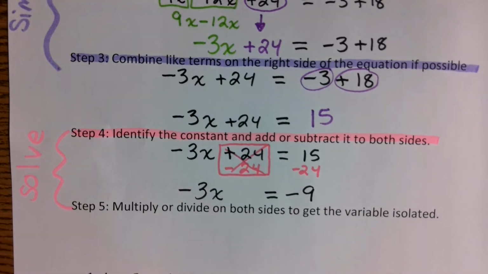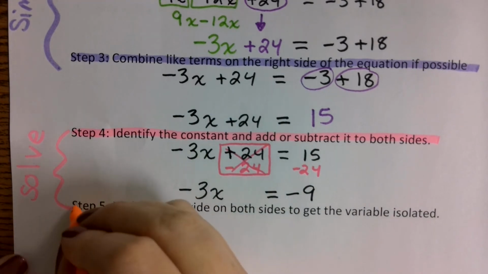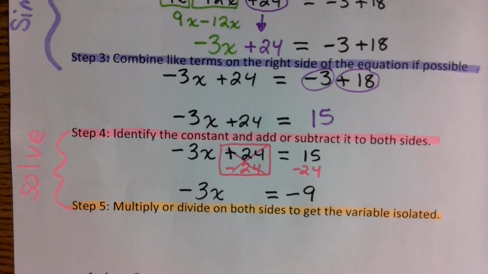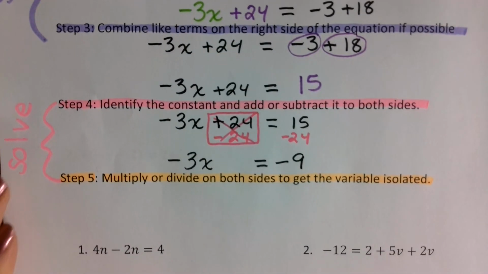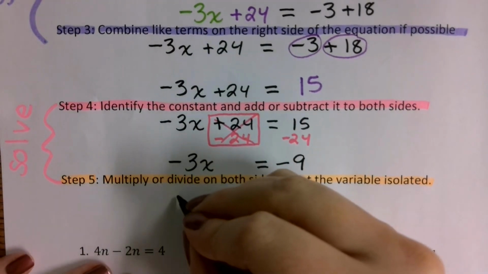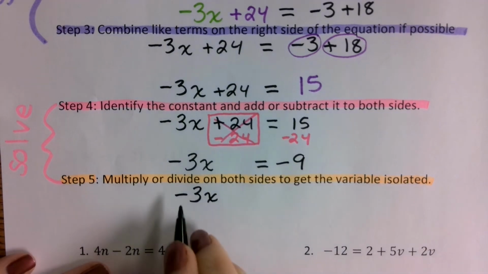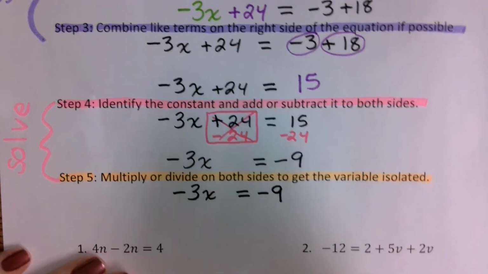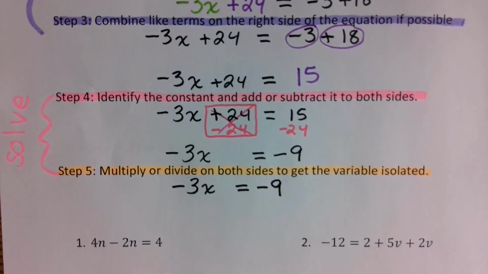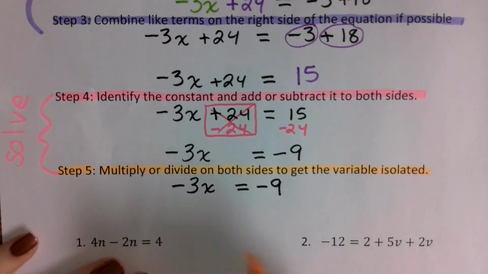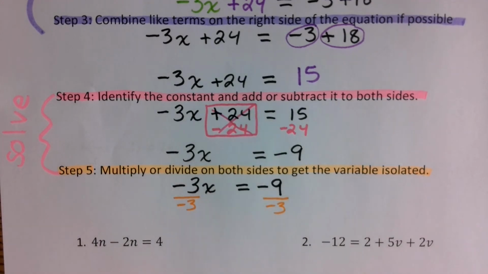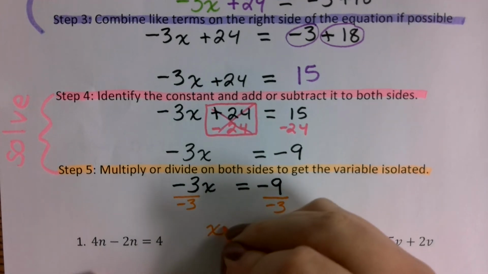Then we get to the last one. Our last step, step 5, we're going to multiply or divide on both sides to get the variable isolated. So you have to decide, is it multiplication that you use to solve or division that you would use to solve? So remember, this says negative 3 times x. So how are we going to solve? What's the opposite? Division. Instead of multiplying with the negative 3, we're going to divide both sides by negative 3. And that'll give us x equaling a positive 3.